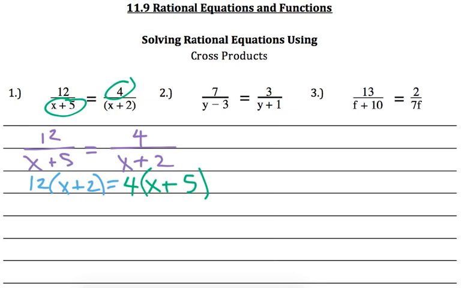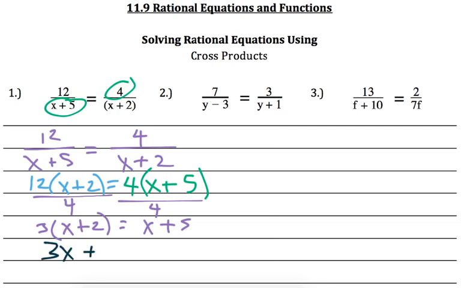Now, you could start distributing now, just for the heck of it. I think I'll divide both sides by 4 to avoid having larger values. So this will end up being 3 times x plus 2 is equal to x plus 5. That way I'm avoiding distributing on the right. It's not like it really matters. If you were like, well, hey, I actually think that's more work, I'll say, fine, I agree with you. Do it your way.